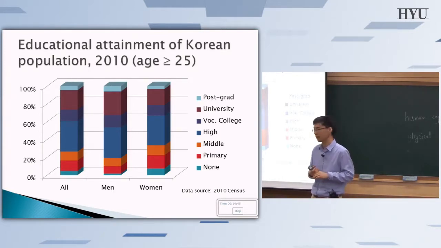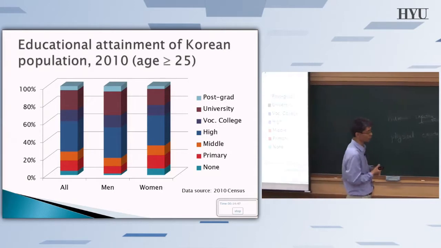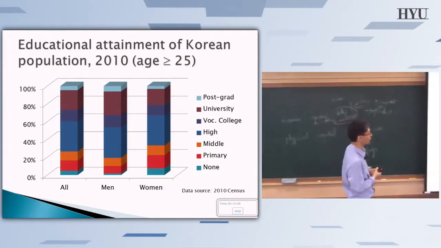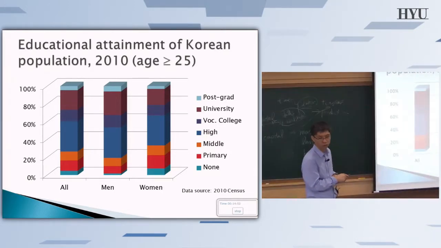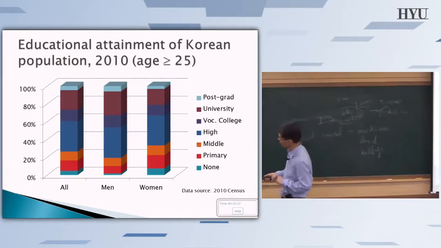I think if you look at the younger population, there is probably not much difference. But these differences mostly come from the older generations. As you can see, individuals who have no education whatsoever, among women, is actually significantly higher than men. Mostly the very old generation.